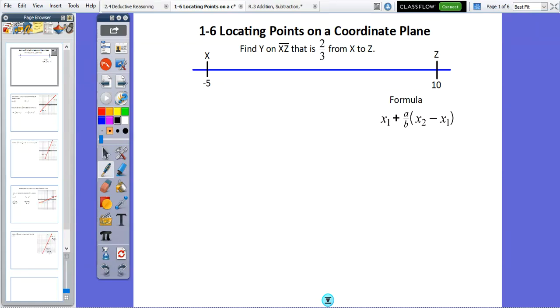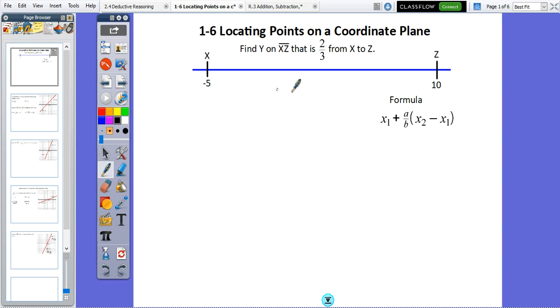Today we are looking at 1-6, locating points on a coordinate plane. This assignment in this lesson is not that different from 1-5. So you guys who did 1-5 previously, you should hopefully already recognize this. But we did this as a warm-up to kind of understand what we're doing.